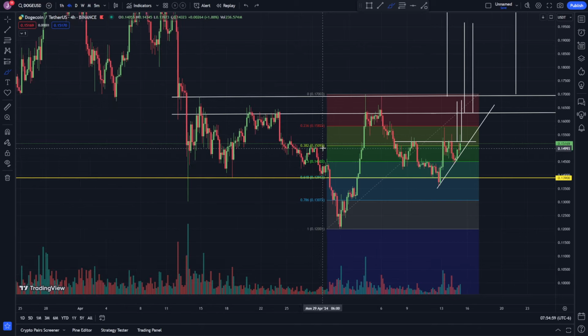And yeah. So, I don't know. I think it's looking pretty good. I'll be watching this uptrend, though. If it breaks that, then things could be changing.